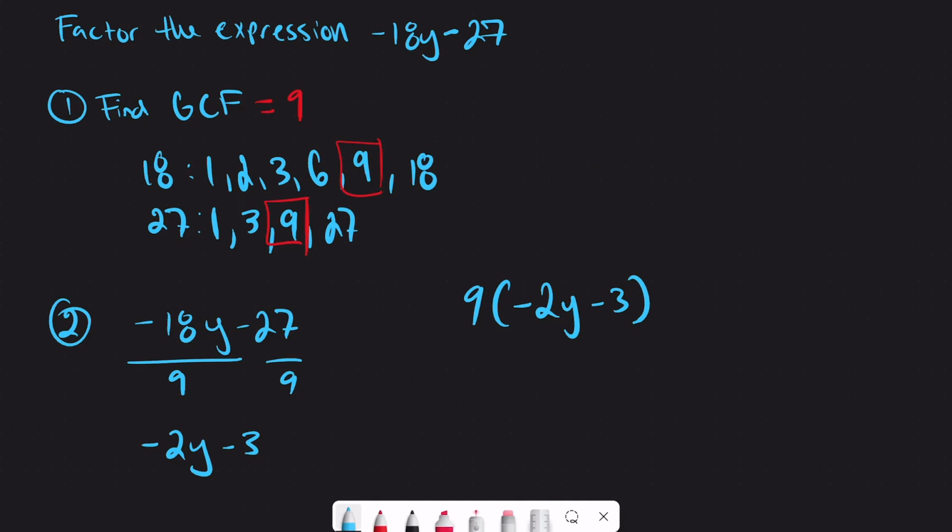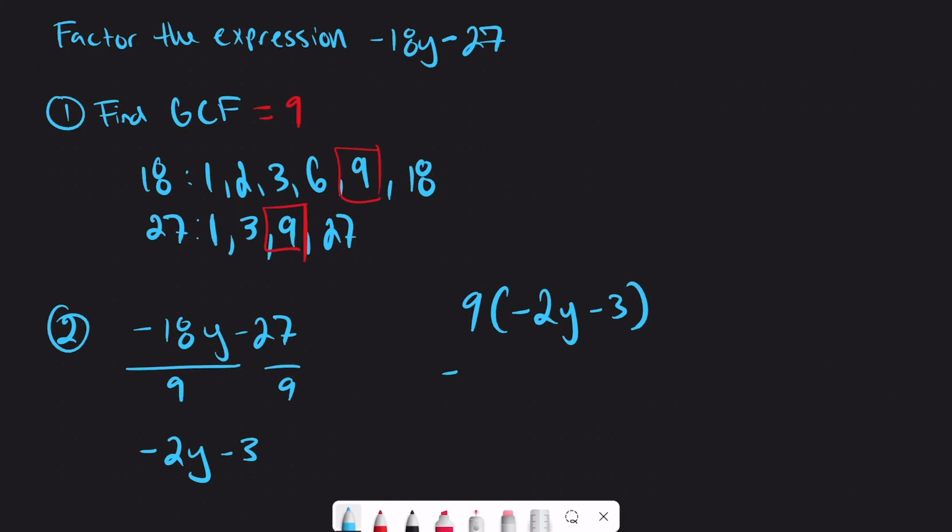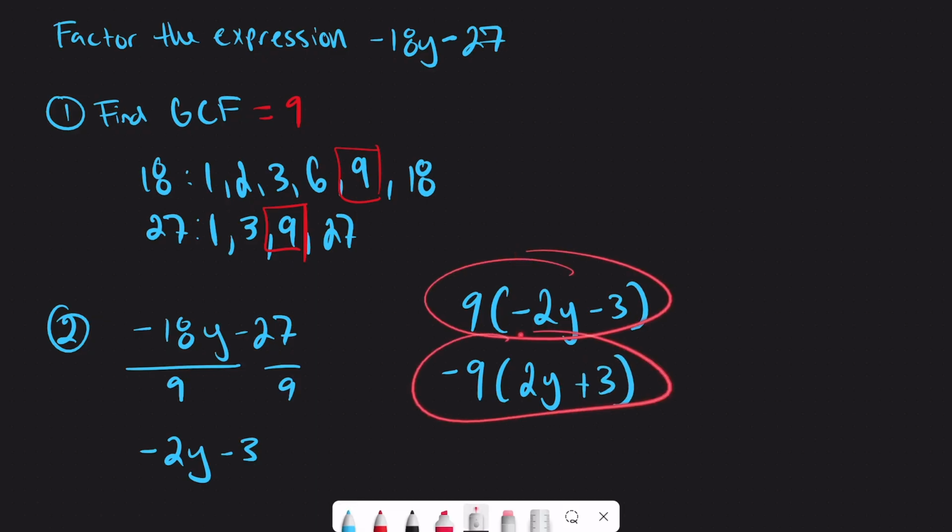Now, I also see something else that's common. I see that they're both negative. So I can actually take out a negative 1 or a negative 9, and once I take out a negative, every term inside the parentheses changes its sign. So instead of having negative 2y, we're going to have just positive 2y, and instead of minus 3, we're going to have plus 3. So either way, these two are the factored expression of the original.